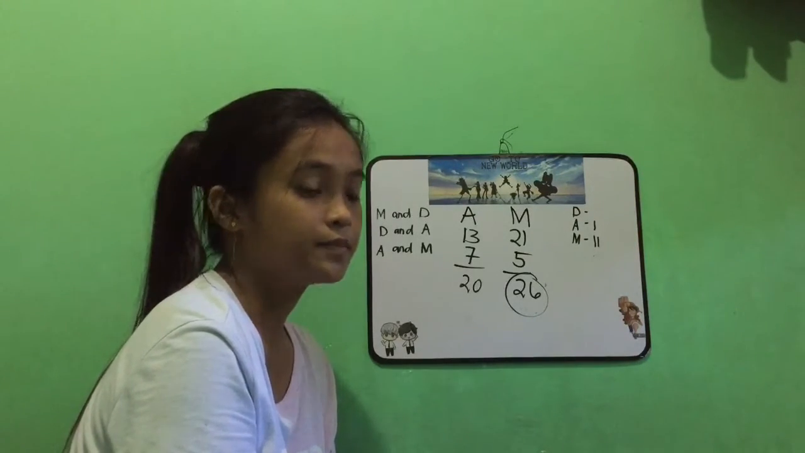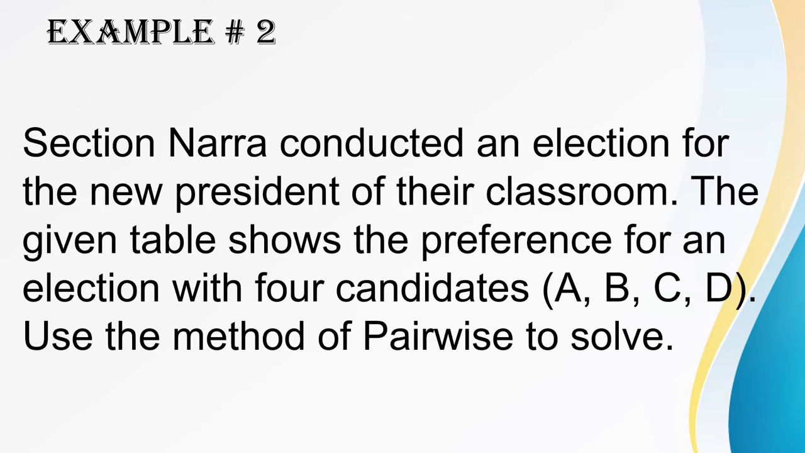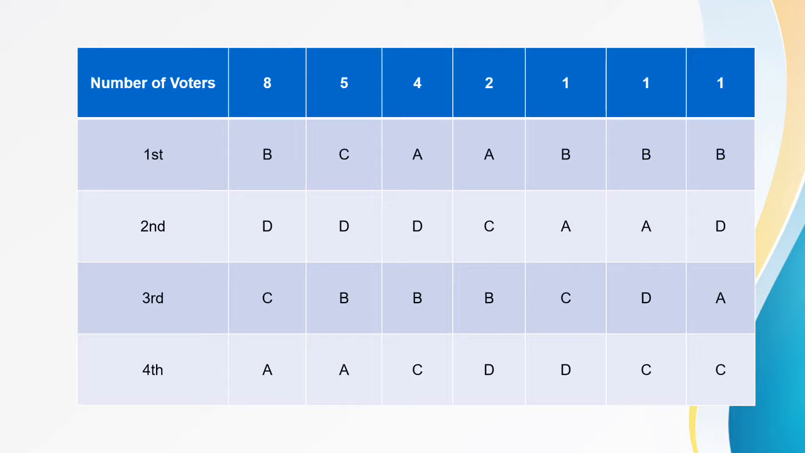Example number 2. Section Nara conducted an election for the new president of their classroom. The given table shows the preference for an election with 4 candidates, A, B, C, and D. Use the method of pairwise to solve. Here is the given table that shows the preference for an election.